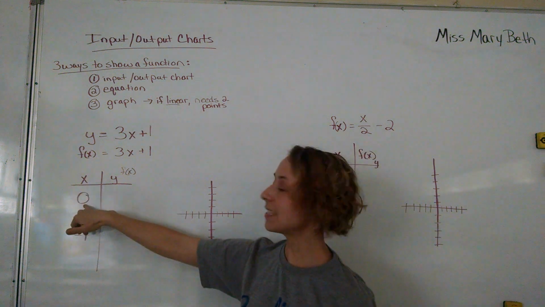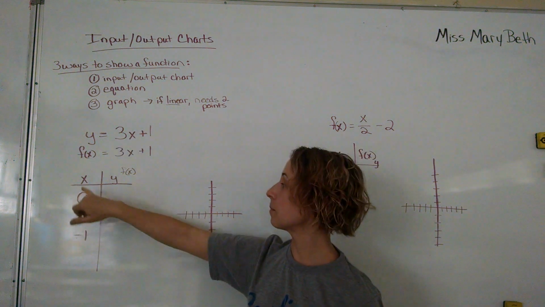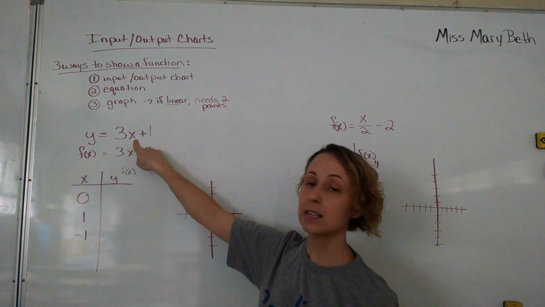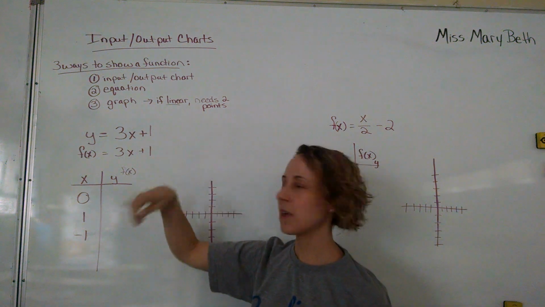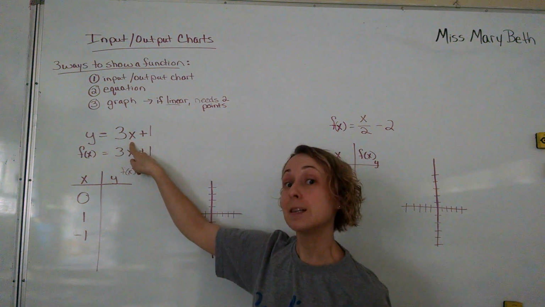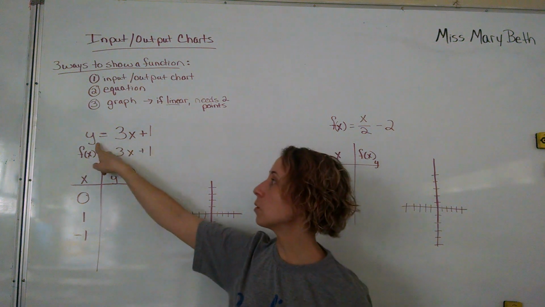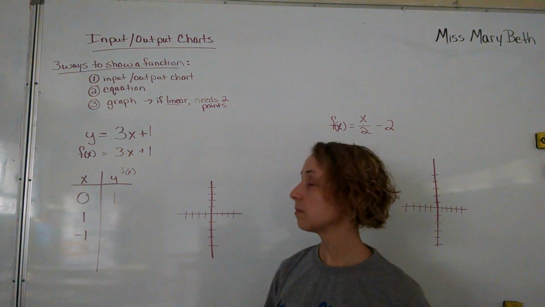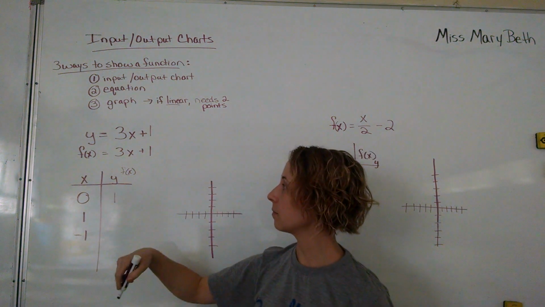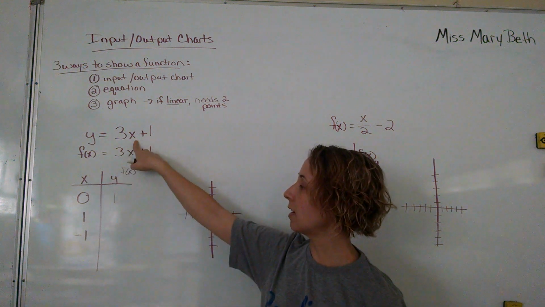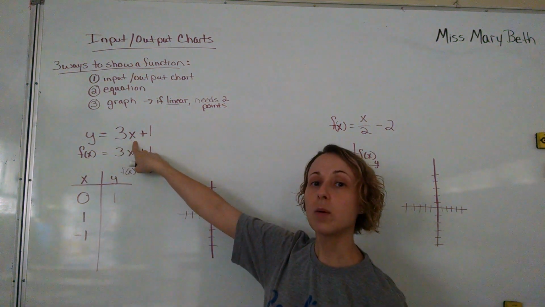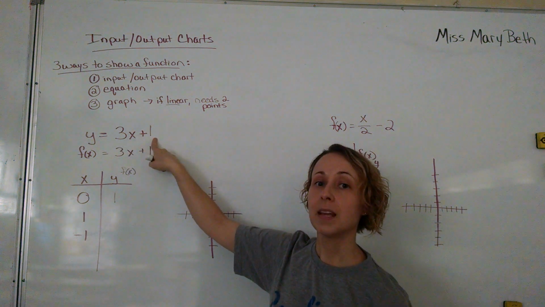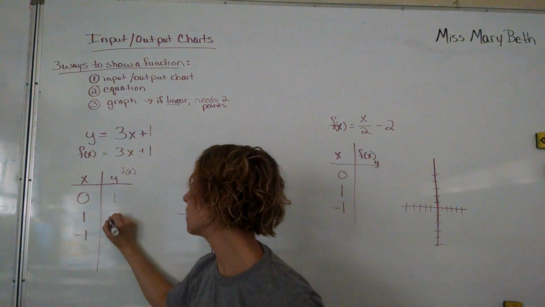Here we go. If x is 0, let's see what it works out to be. We're going to use 0 where we see x. So 3 times 0 plus 1. Well, I can pretty much solve that in my head. Any number times 0 is 0, plus 1 more equals 1. So if x is 0, y equals 1. Okay, fair enough. Let's try the next one. If x is 1, I'm going to take my 1 and I'm going to put it in my equation where the x is. 3 times 1 is 3, plus 1 more is 4. So if x is 1, y is 4.